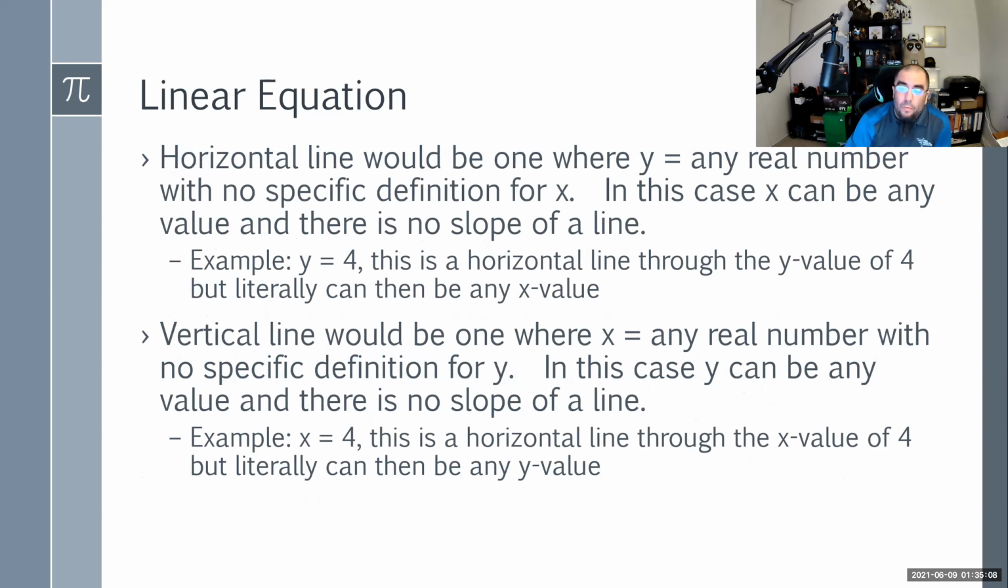A vertical line would be where x equals any real number with no specific definition for y. In this case, y can be any value. There's no slope of a line. In this case, if I say x is equal to 4, it is a vertical line through the x value of 4, but literally can be any y value.